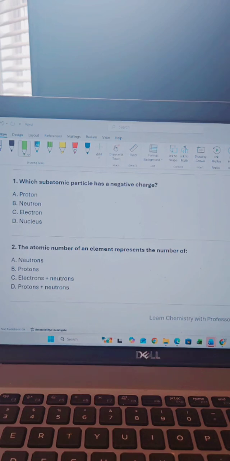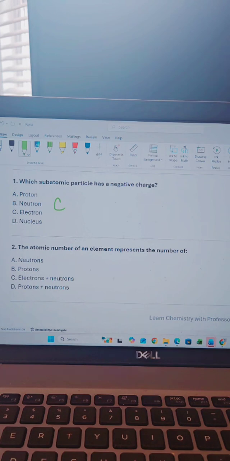Speaking of which, let's go ahead and get to question number 1. Which subatomic particle has a negative charge? I see 2 people that want to jump ahead. That's all right. Electrons is correct.